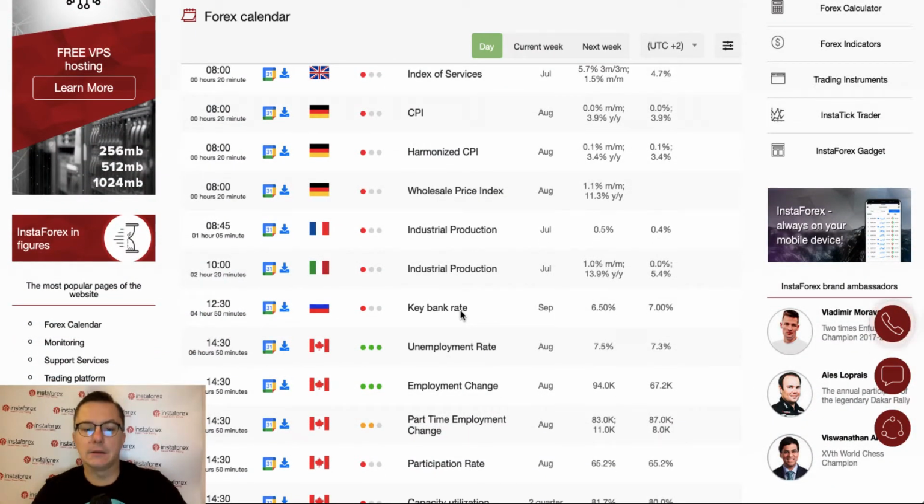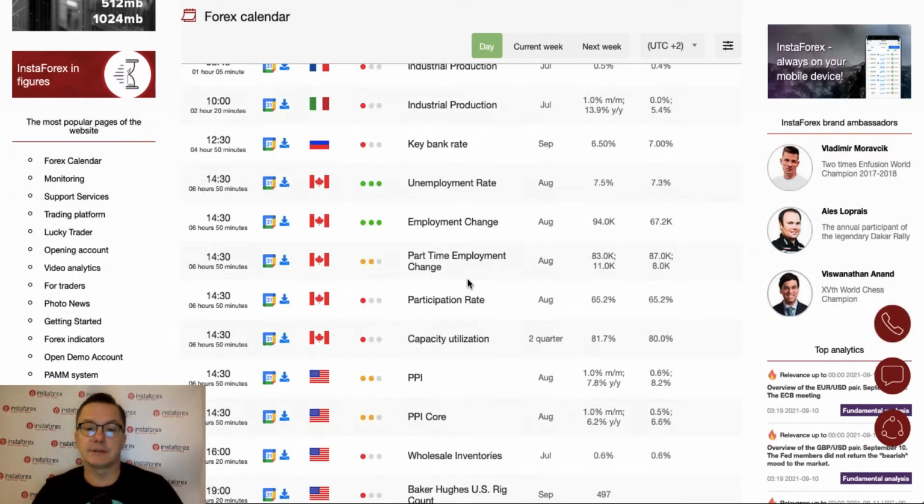More data is coming from Germany. Consumer price index, harmonized CPI and wholesale price index. Interesting data. There are industrial production data from France and from Italy scheduled for release as well.